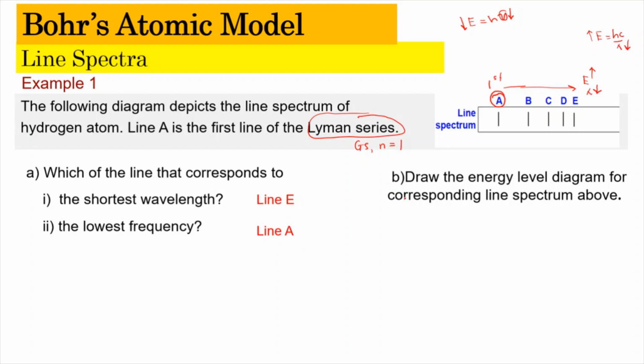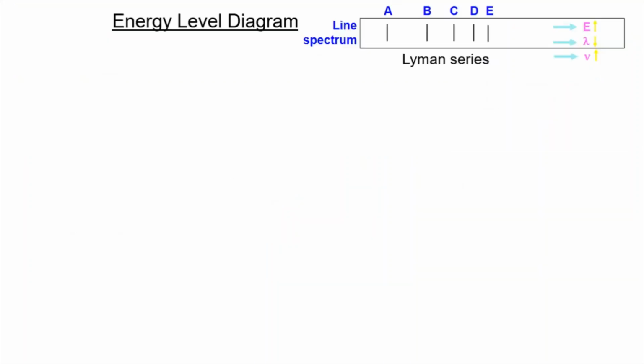For question B, we need to draw the energy level diagram for the corresponding line spectrum. Okay, and in order to draw the energy level diagram, we need to know the transition first. So let us do that in the next slide. So in this line here, you know that it appears on the Lyman series, and the ground state of the Lyman series is n equal to 1. And you know that the energy increases from A to E. And this is our first transition. So you know that this transition happens from n equal to 2 to n equal to 1.